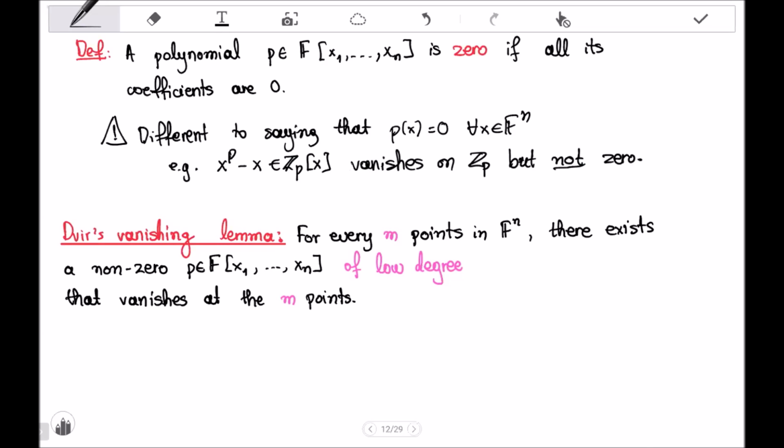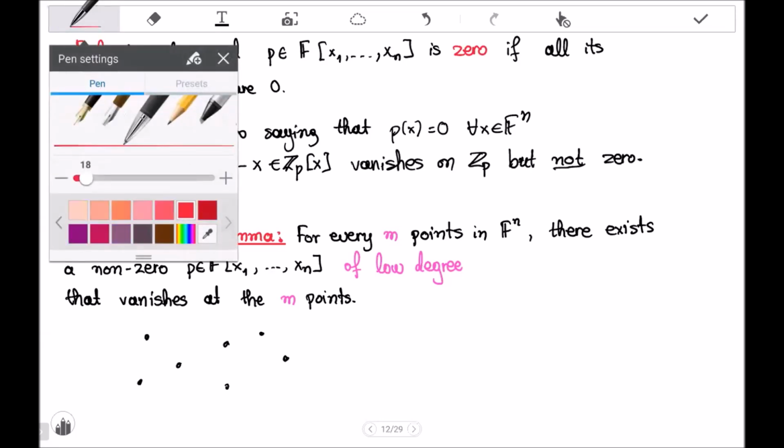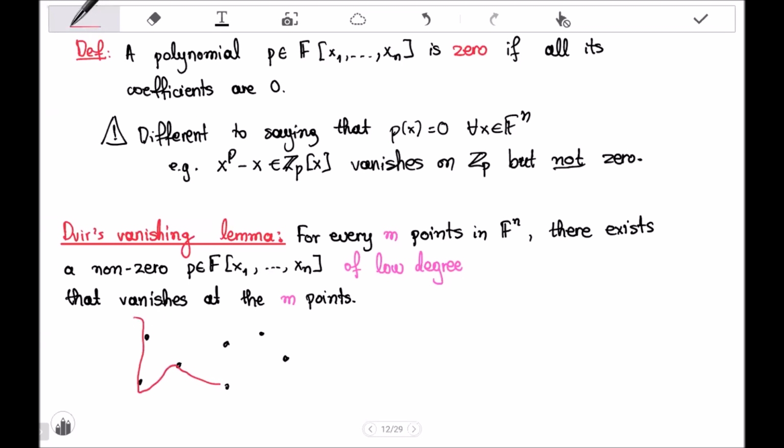And now what Dvir showed is that if you take any n points inside F to the n, where F is any field, it doesn't have to be finite, so the number of points matters here only, how many they are, but not where they live exactly. No structure about them is related to this. So let's take n points in F to the n. Then we can actually find a low degree polynomial whose zero set passes through all of these points.